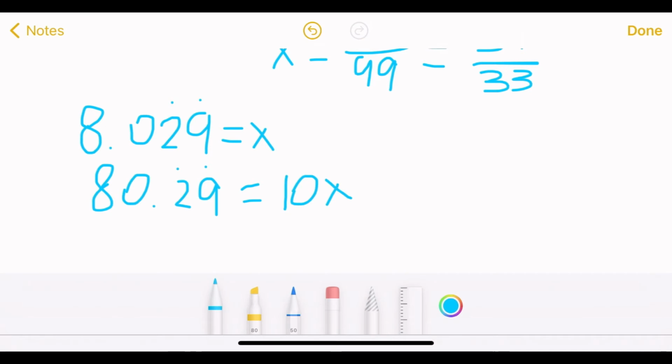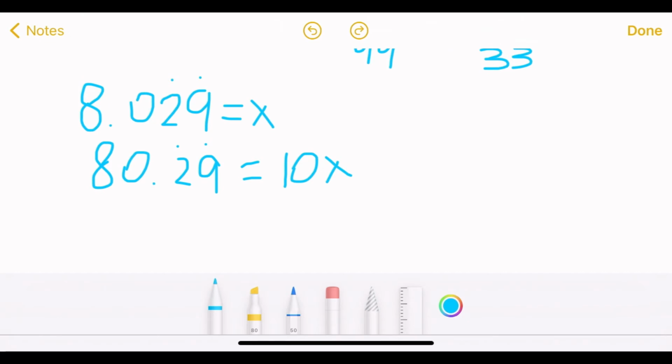Now I will realize that x and 10x this time, they do not have the same number after the decimal point. Here's the decimal point and here is the decimal point for the second number. And after the decimal point for the first number, I have 029. And after the decimal point for the second number, I have 29. So they aren't the same. So I need to find another number that is the same as 10x. That's much easier. So that would be 8,029.29 repeating.